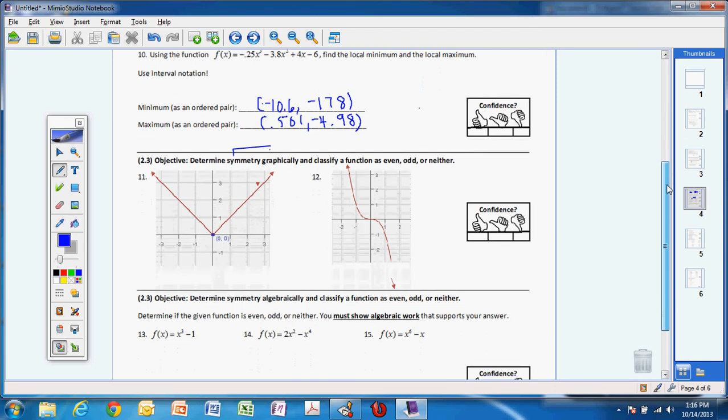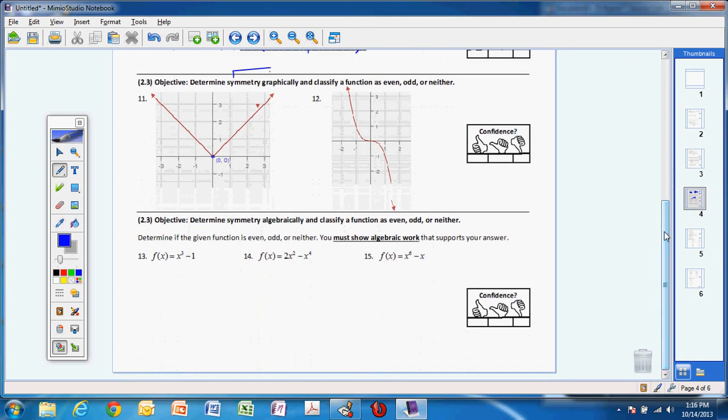So the next thing we learned about doing in this fun chapter, the next objective, was to be able to determine symmetry graphically and classify a function as even or odd. So from here, if I'm looking at number 11, we want to determine the symmetry of this graph. Remember when we were talking about this, right? There were a couple of options: y-axis, origin, or neither. So this section, those are the 3 options that we have.